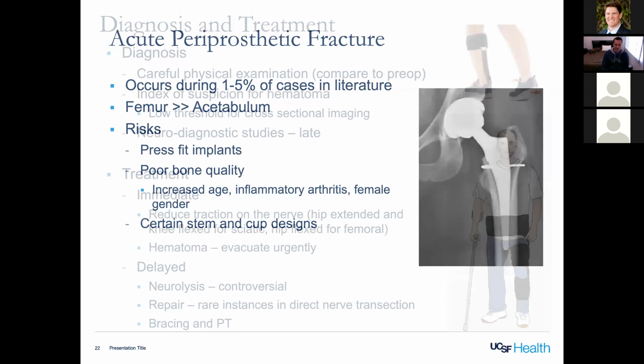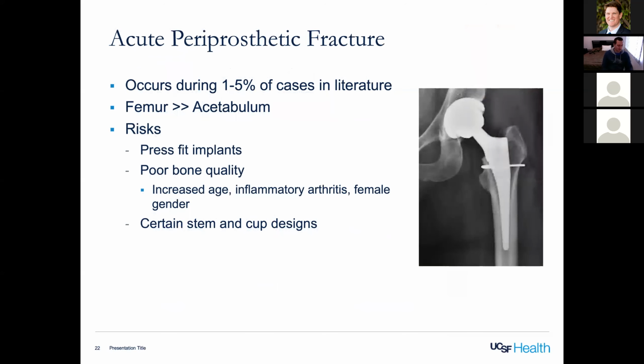Sorry. All right, so let's move on to acute periprosthetic fracture. We're not going to get through everything here, but we'll get through what we can. So this tends to occur in about 1 to 5%.